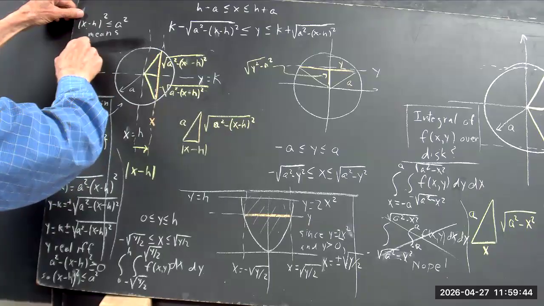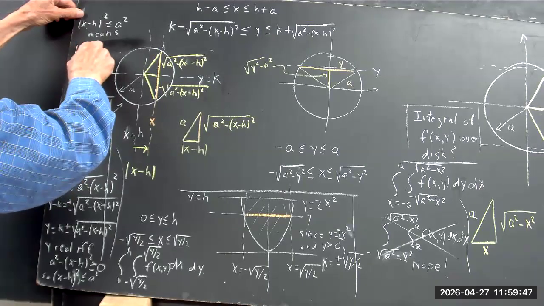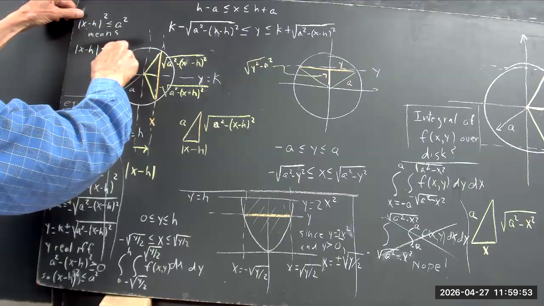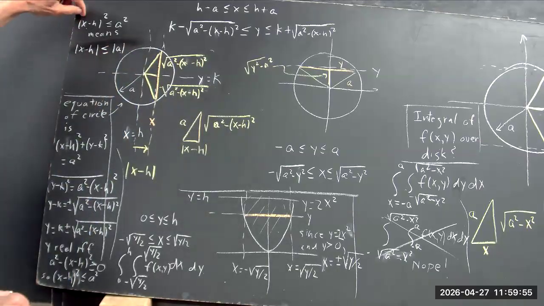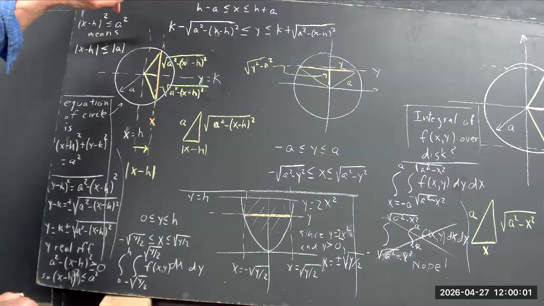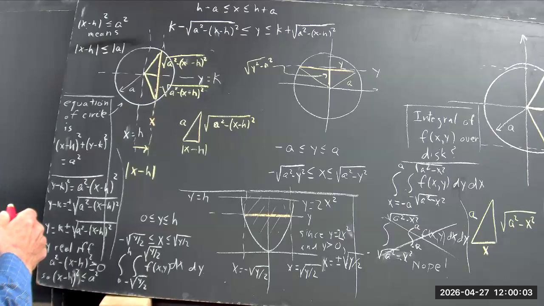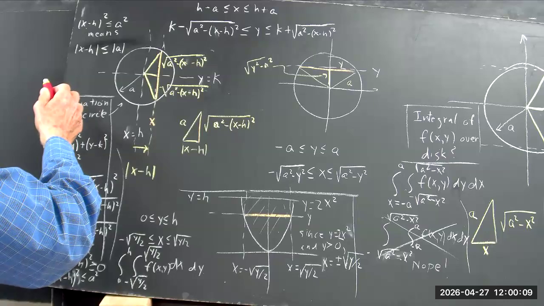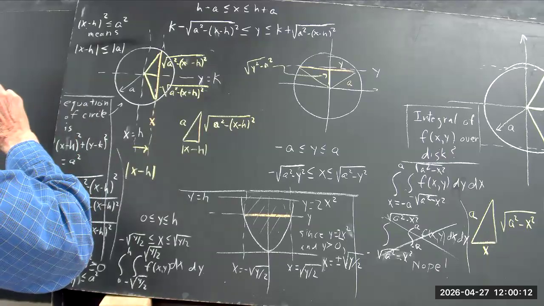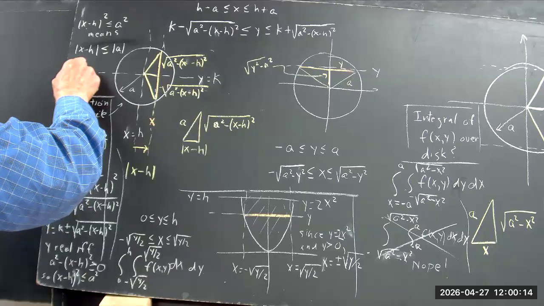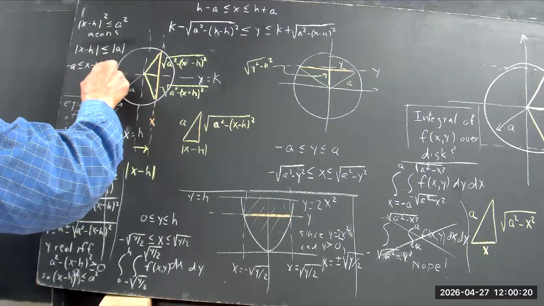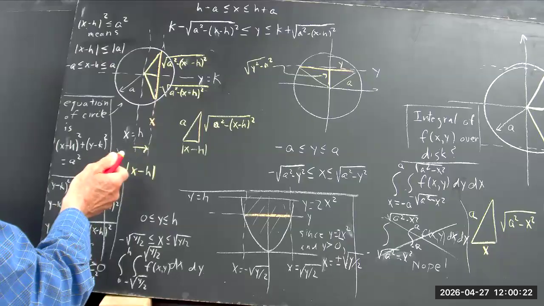What this means is, and I don't like to bring absolute values into it, but you really need to know this. It means the absolute value of the square root of this side is less than or equal to the absolute value of the square root of this side. And that comes out with pretty much the same thing I was going to say, which is that negative a is less than or equal to x minus h, less than or equal to a.